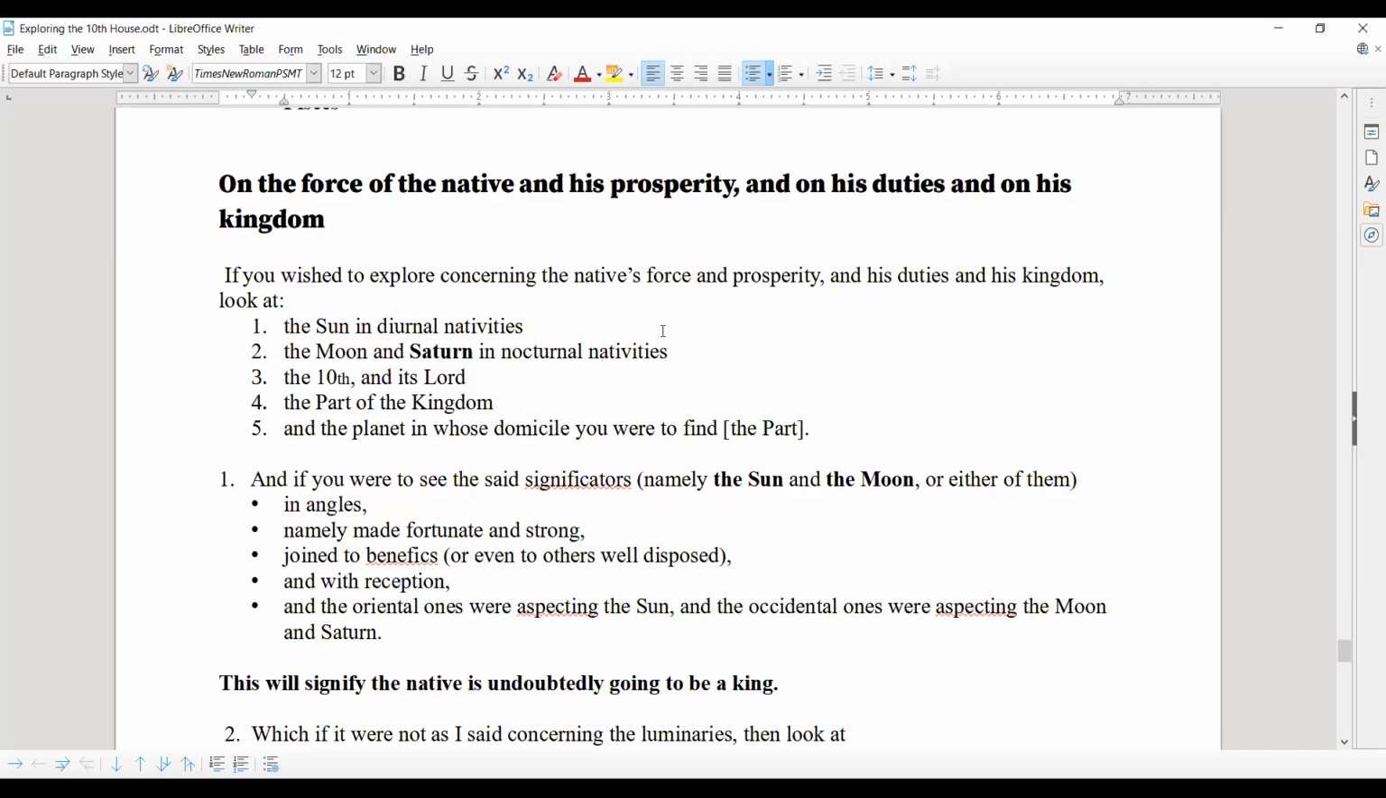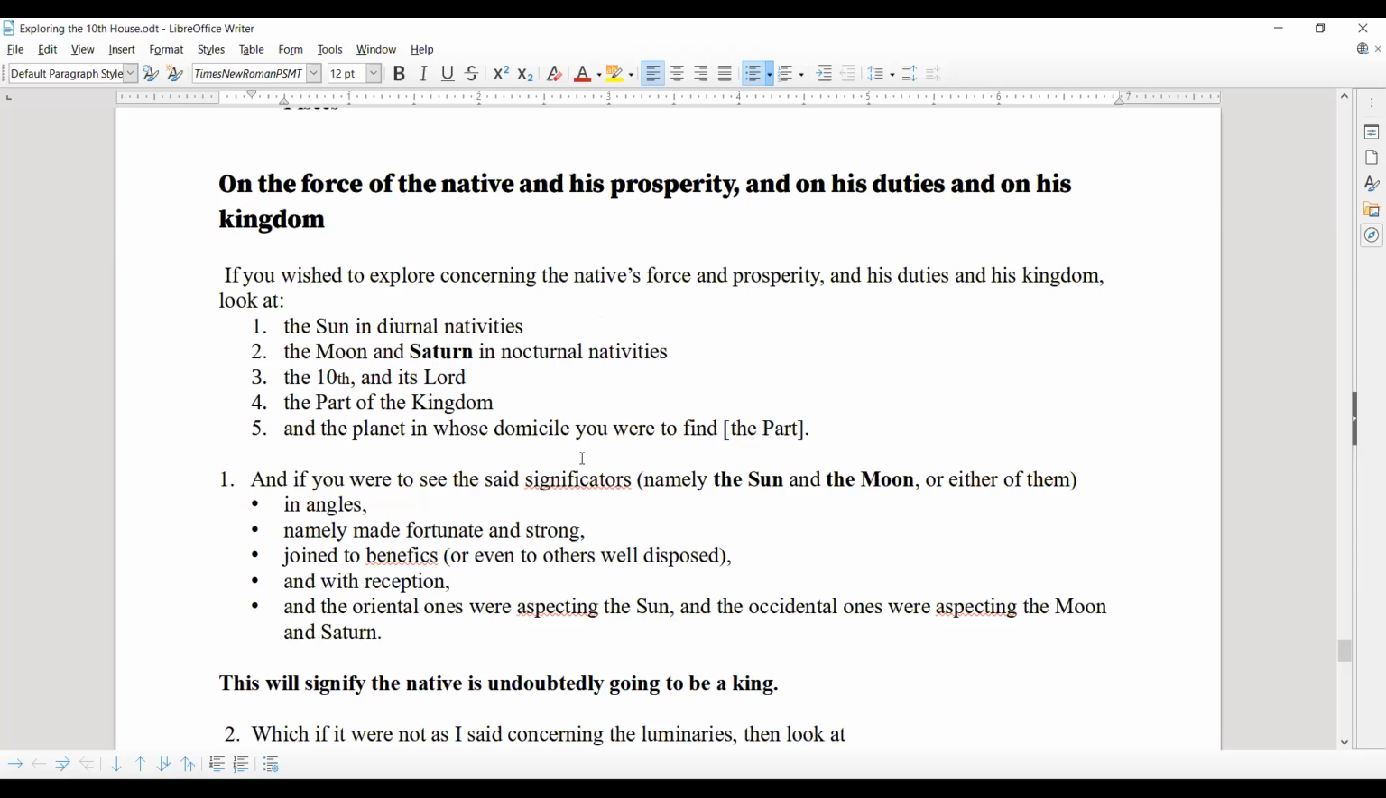that you know about essential dignities to the extent that you do, what they're saying is you would look at the sun, you look at the moon and Saturn. This is really important, moon and Saturn in nocturnal nativities, right? So if it's a daytime chart, you're looking at the sun. You're looking at the moon and Saturn, the 10th, the part of kingdom, and the planet whose domicile is the part of kingdom. So the part of kingdom and their lord.